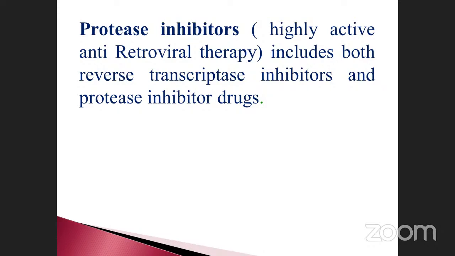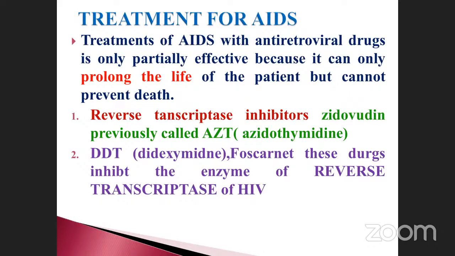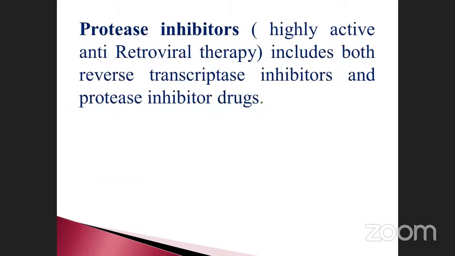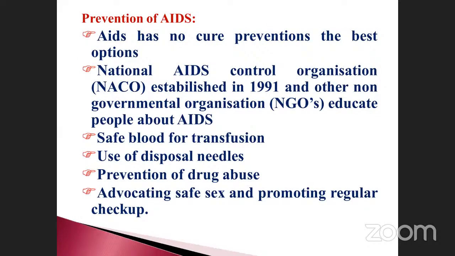See here. Highly active antiretroviral therapy included both reverse transcriptase inhibitors and protease inhibitor drugs. So there are three drugs that have been reported. One is azidothymidine, otherwise called zidovudine. The second one is DDI. The main mechanism of these is to inhibit the reverse transcriptase enzyme only. And the third one is protease inhibitors. These are the three drugs used for the HIV approach.